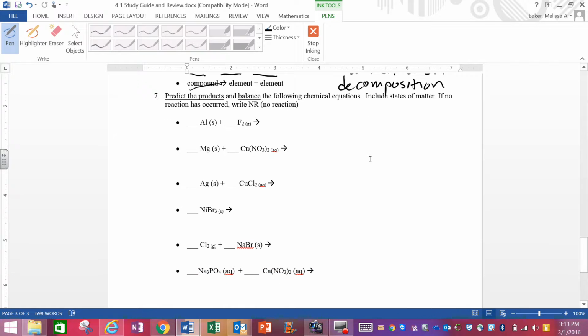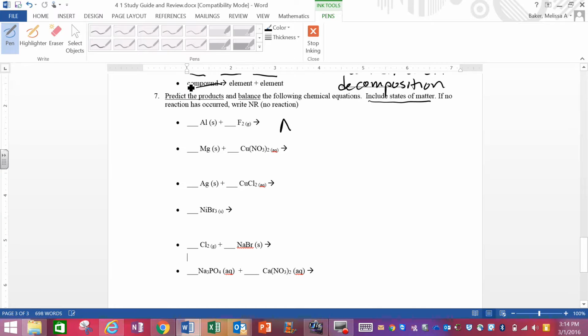Okay? Number 7 is just like the hardest part of the quiz that you're going to be taking at the end of this. And that's because it's all the different types of reactions and you have to complete them and balance them. And it says include state of matter. Although I'm not really going to have you do that on the quiz. So let's check this out.